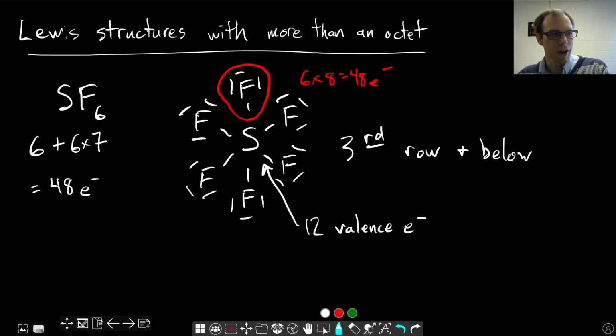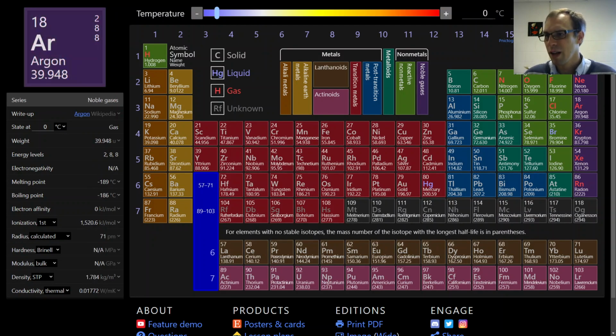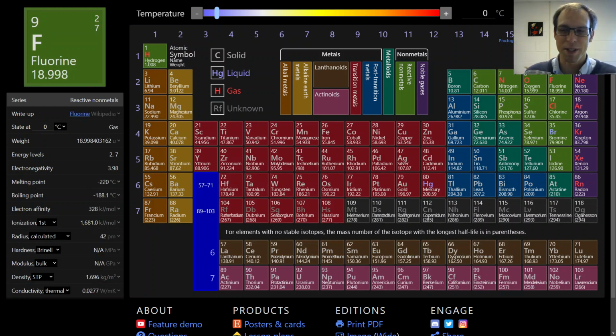But if we go to the periodic table, all of our elements that we spent a lot of time looking at are carbon, nitrogen, oxygen, fluorine. These do not generally violate the octet rule. There are exceptions to that. For everything we talk about in this chapter, there are exceptions of molecules that exist that break the rules. But 99% of the time, these are not going to break the octet rule.